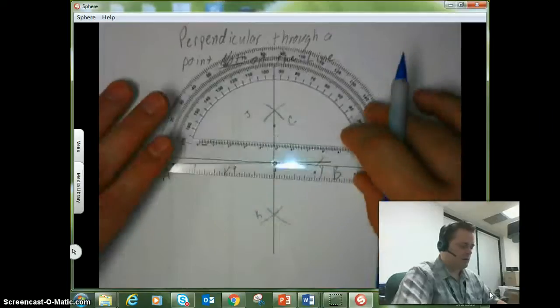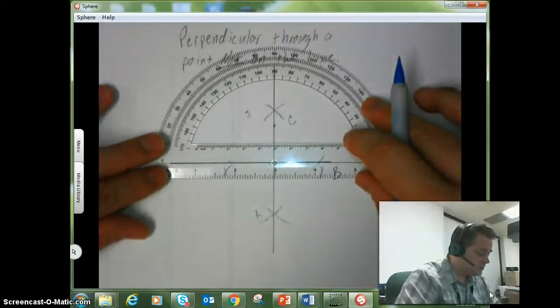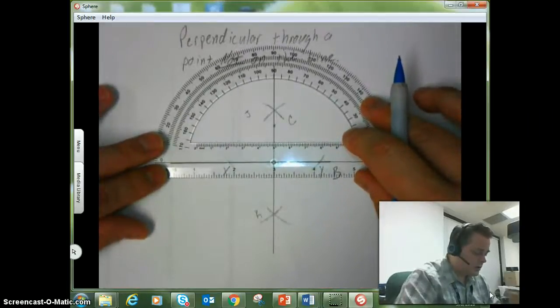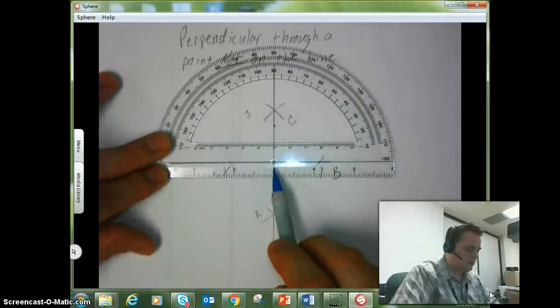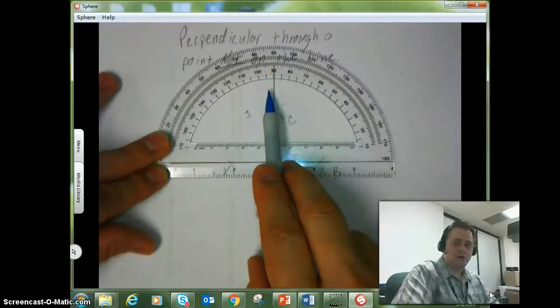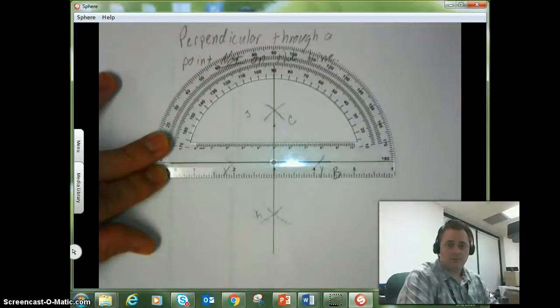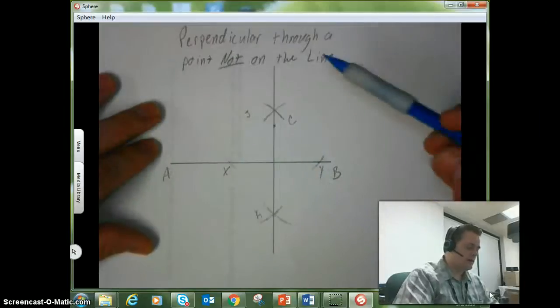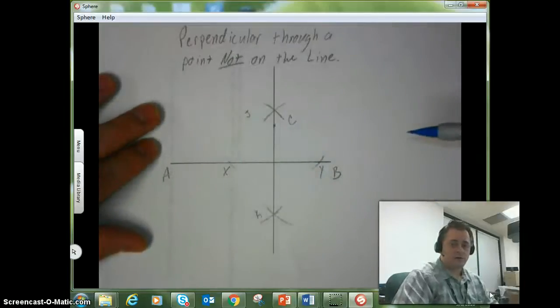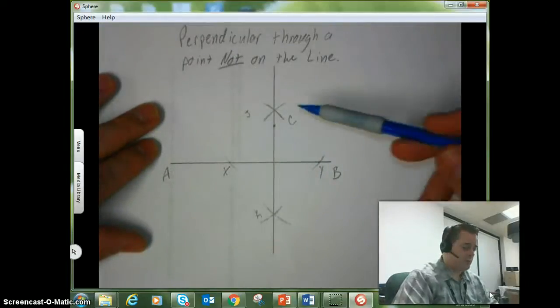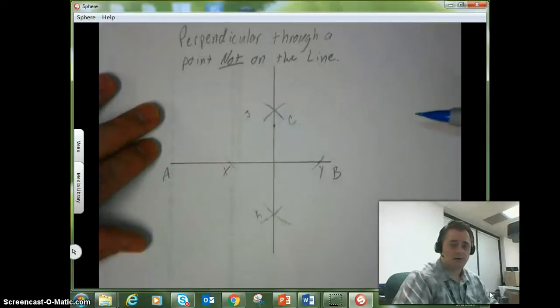And now what we can do, just to make sure that we did our construction properly, is we can line our protractor up, with the hole of the protractor at the vertex of the angle that we created. And coming up here, you can see it's directly at 90 degrees. So that is how we are going to construct a segment that is perpendicular to another segment through a point that's not on that segment, or line, whichever one you want to think of it, line, segment.